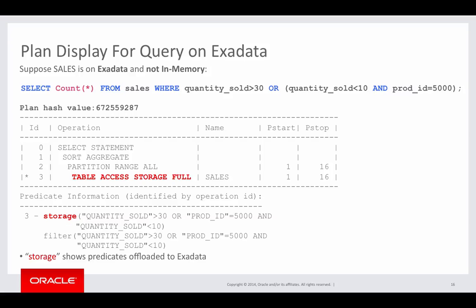And I see that the predicates being pushed down to that scan inside the storage are the predicates just as they're defined in the query today. So where quantity sold is greater than 30 or the product ID is equal to 5,000 and the quantity sold is less than 10. So no implied predicates are being defined there, simply taking the predicates that were in the query and pushing them down to the storage. That's how it's going to work on an Exadata environment.